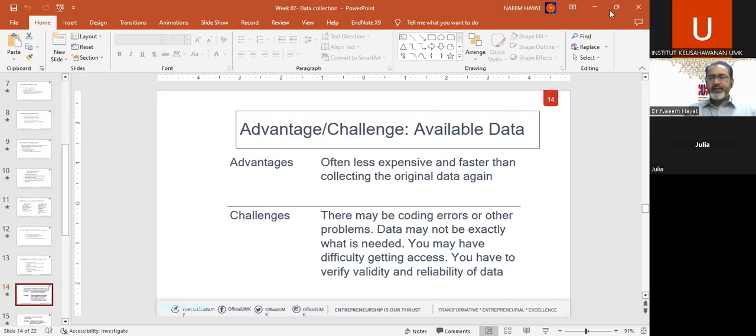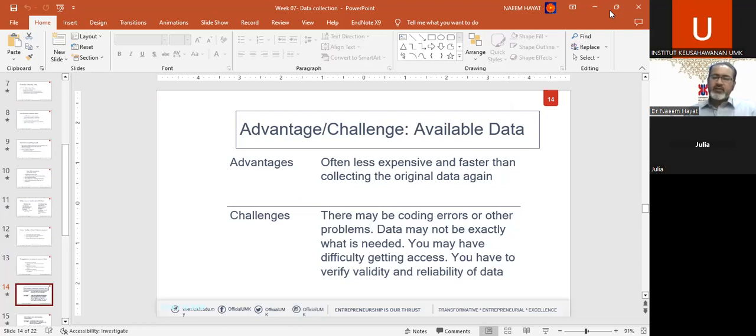Like when we have secondary source data available, it is one of the tools or ways to get data, but keep in mind it brings the benefit of being less expensive and taking less time to access the data. We have the data readily available to us at less cost, but there are challenges. The coding, or the problem related to the meaning of the numbers we have in the data, what it means, what the statement means. The data may not be exactly what we need. That is the biggest issue.